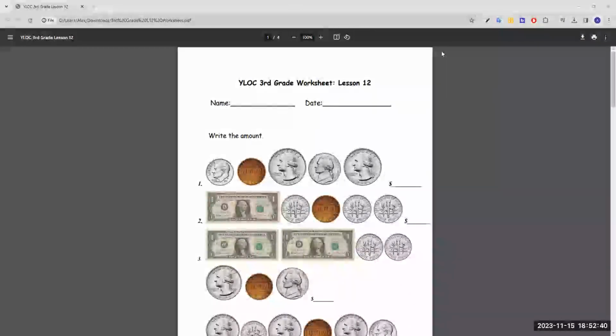Today we're going to be doing third grade worksheet lesson 12. So let's start off by writing them out. For number one, we have a dime, a penny, 2 quarters, and a nickel. So we're going to write down the value of each coin above it.